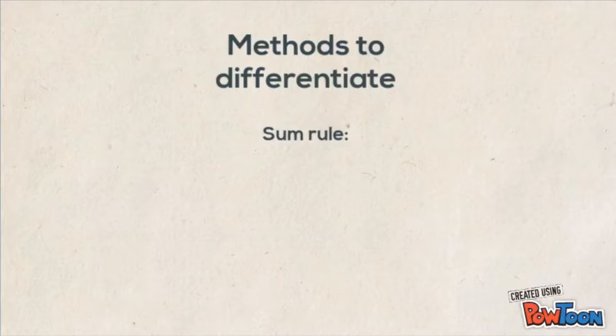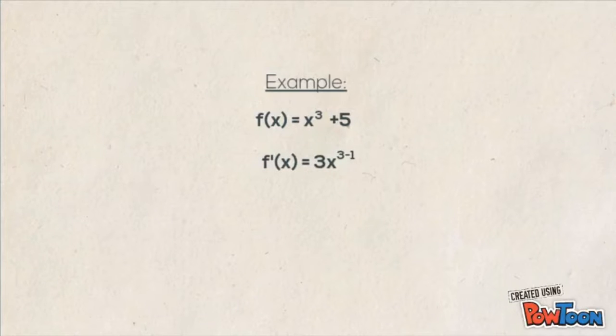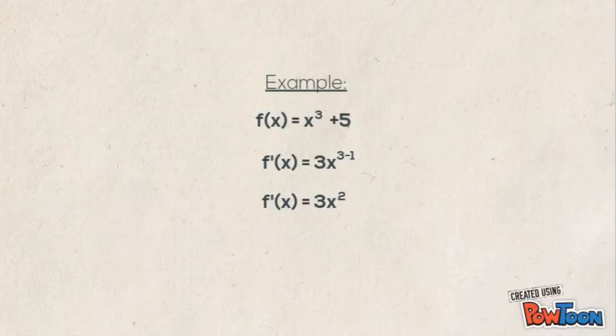And then there's the sum rule. Let's take the function f(x) as an example. f(x) equals x cubed plus 5. The derivative of x cubed would be 3x to the power of 3 minus 1, while the derivative of 5 is 0. Hence, we get 3x squared.